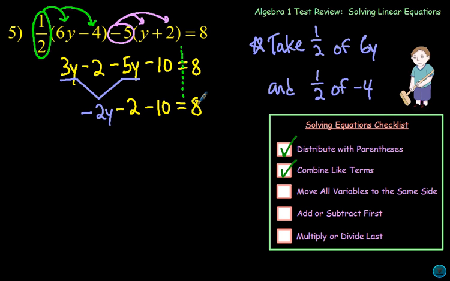And we're still checking for like terms, right? So just because we combined one thing doesn't mean there isn't something else to combine. Now, I'm seeing a -2 and a -10 that we can combine. So let's combine those two, right? So I got a -2 and I got a -10.